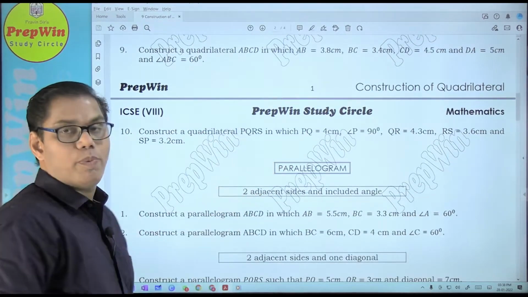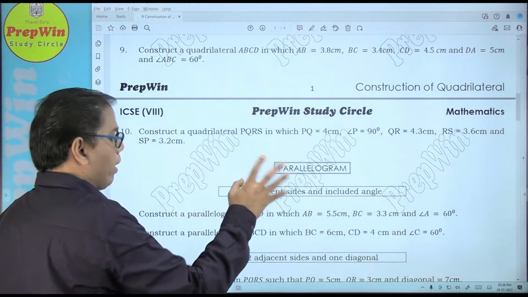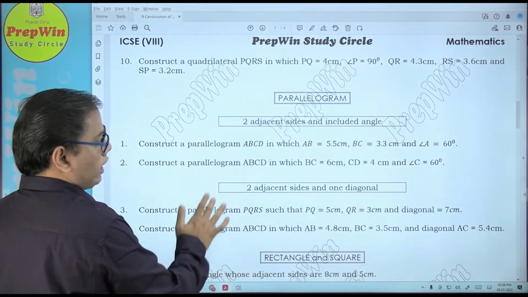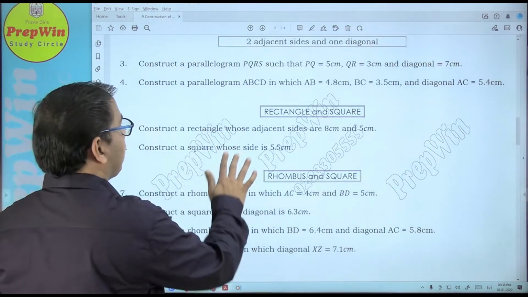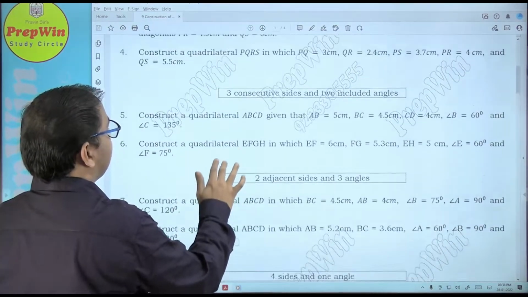Then we will start with special kinds of quadrilaterals like parallelogram, then rhombus, rectangle, square. This is what we are going to do. And once we cover all the types of quadrilateral, that is the end of this chapter.